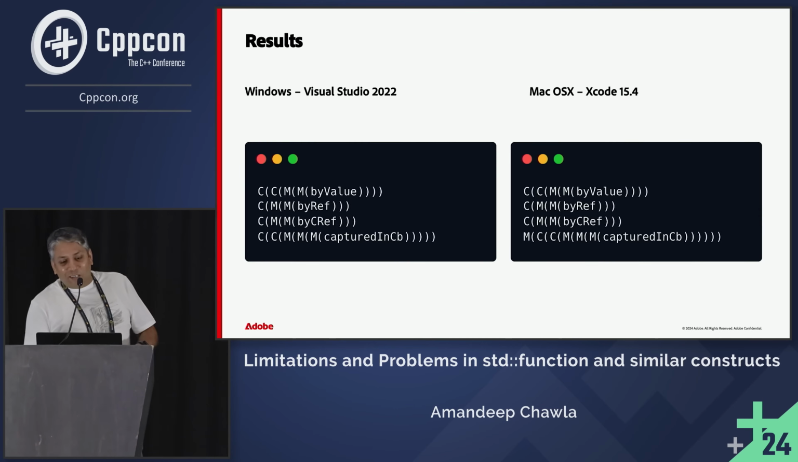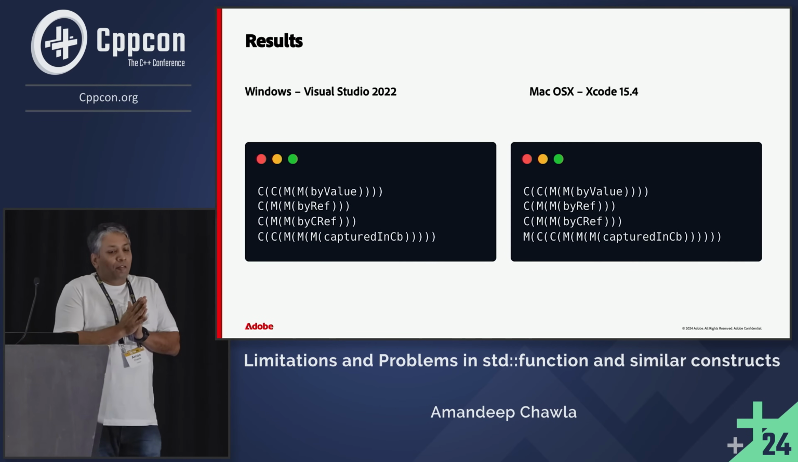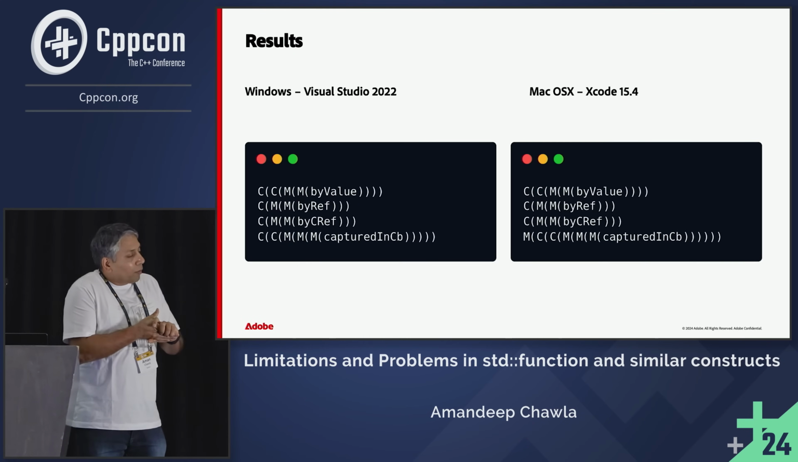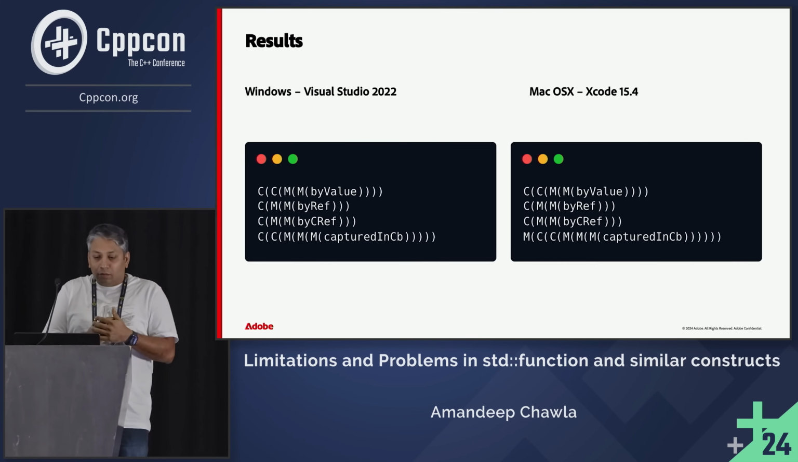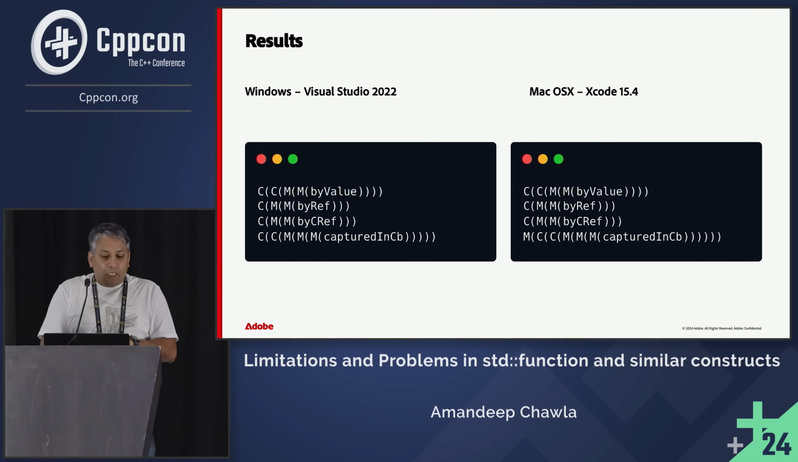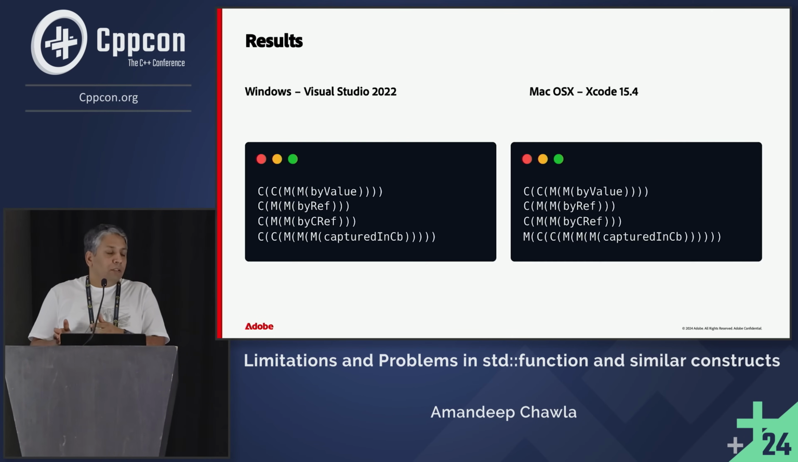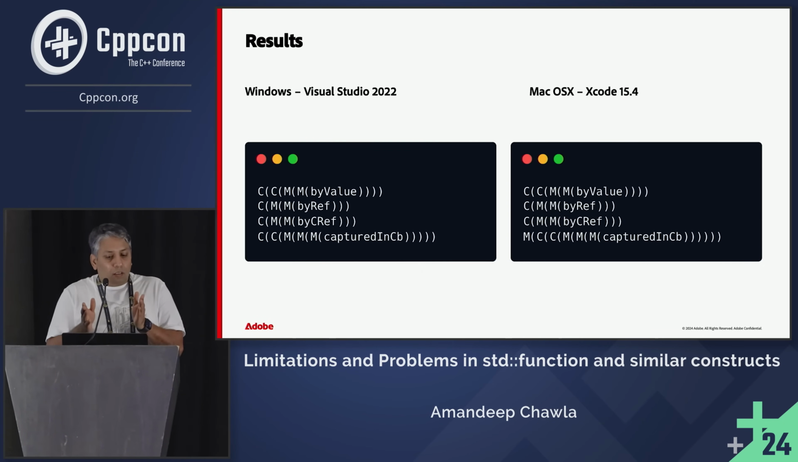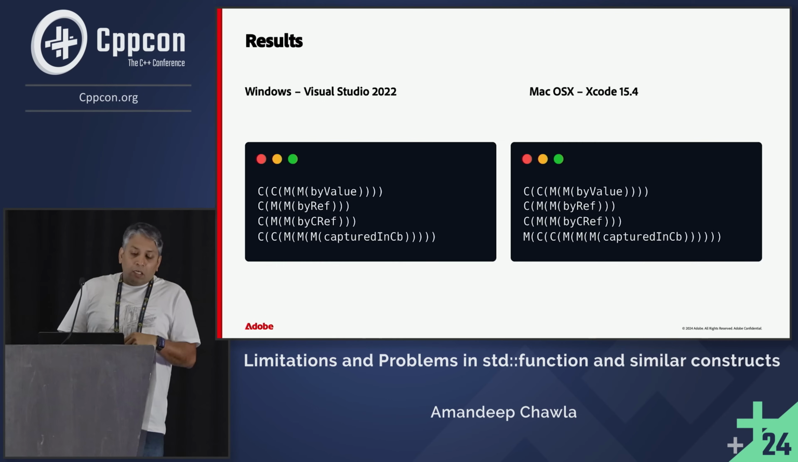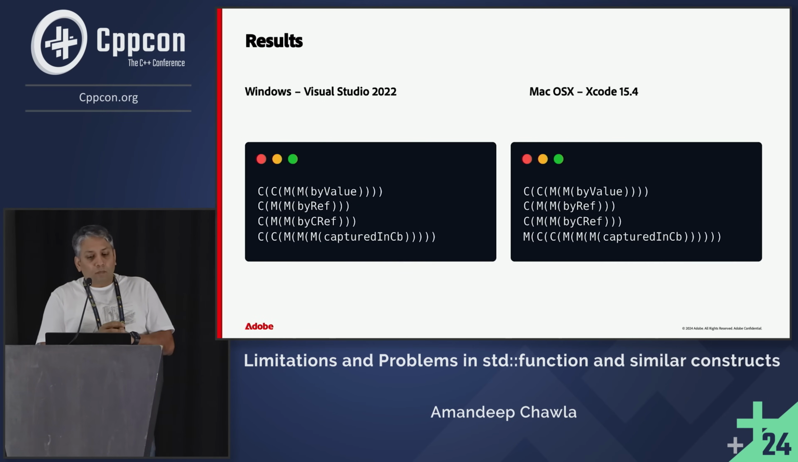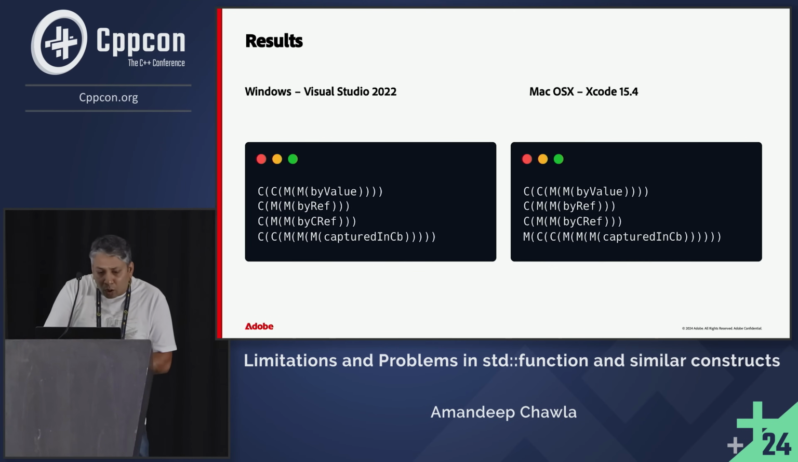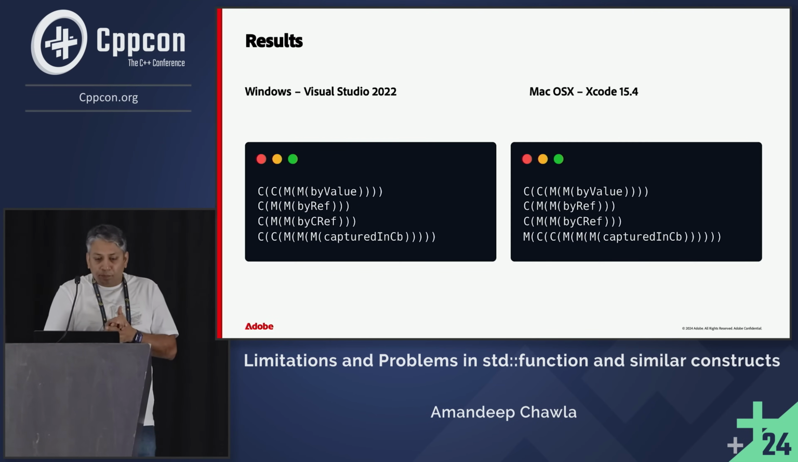Okay, so let me give you the results. With Visual Studio, with release configuration, this is the number of moves and copies happening. And on Clang, it's even more. So we are having 2 moves on by value, then 2 copies, then 2 moves on reference and a copy, 2 moves on constant reference and a copy. They both are the same. By reference and constant reference are the same. And on captured, we have 3 moves followed by 2 copies. And on the planned one, the capture one actually has like 3 moves and 2 copies followed by a move. So 1 extra move is there.